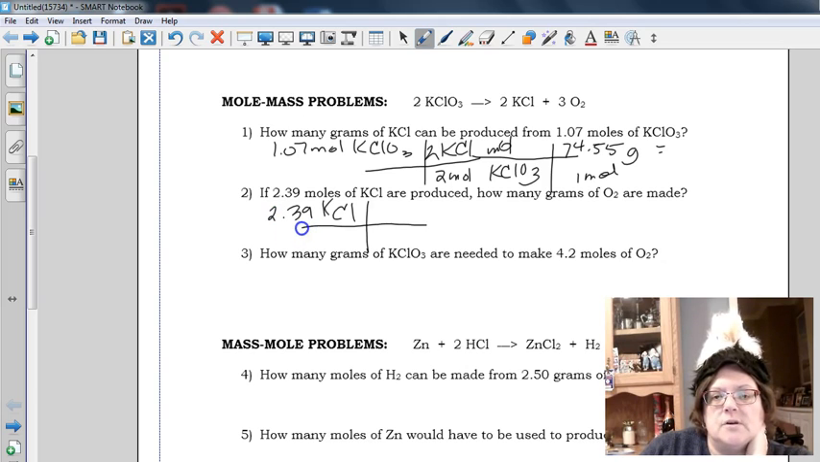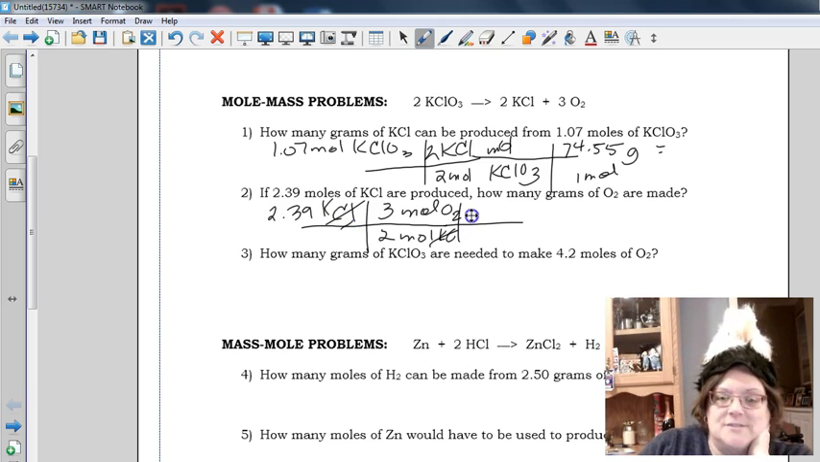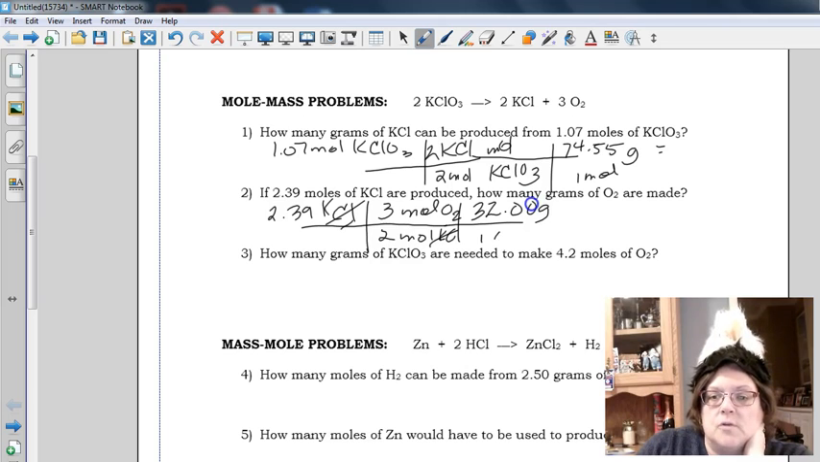So once again, I'm starting with moles. I need to multiply by the ratio. I'm going to oxygen. Potassium chloride to oxygen is a 2 to 3 ratio. So KCl cancels. And then I multiply by 32.00 grams in 1 mole because oxygen is O2.